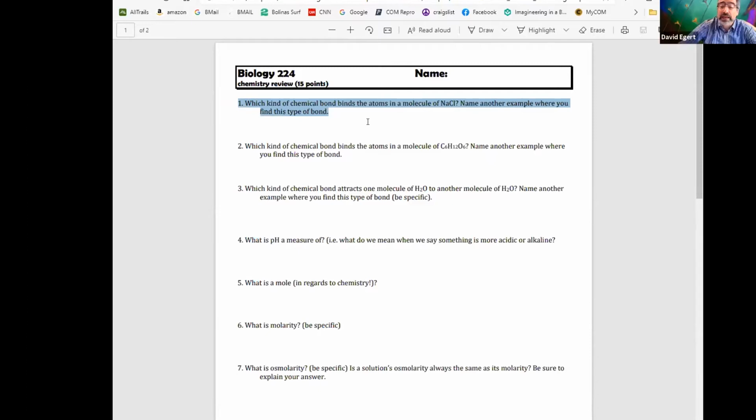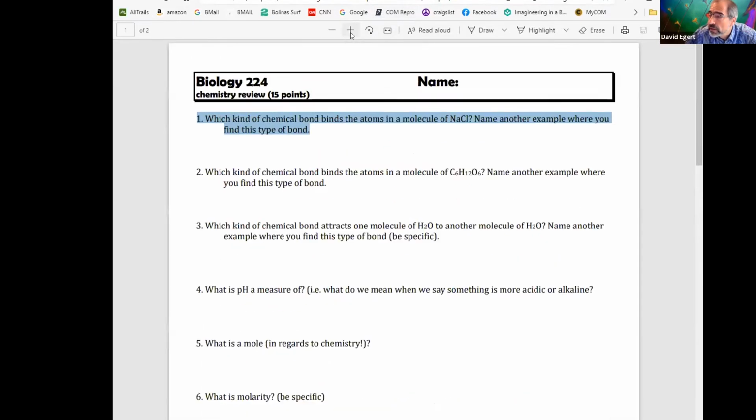Pretty much everybody got this one right. What kind of chemical bond binds NaCl? Ionic, or ionic bonds. Whenever you have one of these alkali metals and a halogen, something from the first and second to last column of the periodic table, it's pretty much going to be an ionic bond.